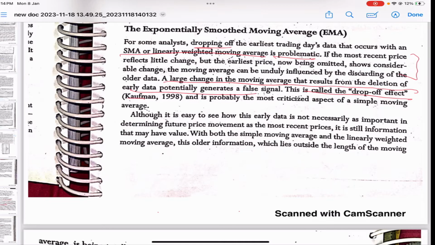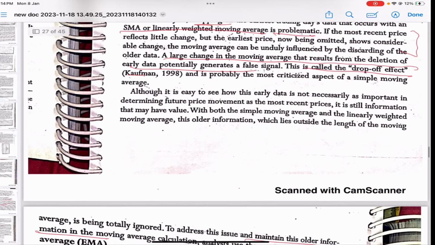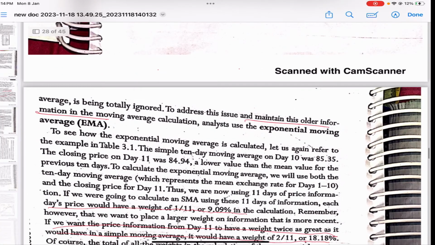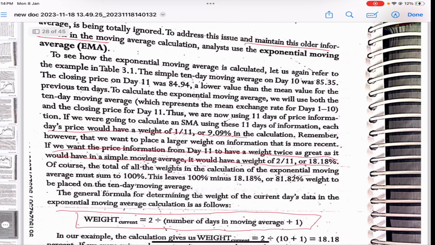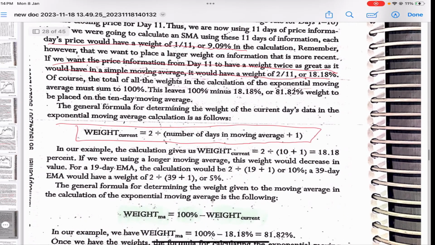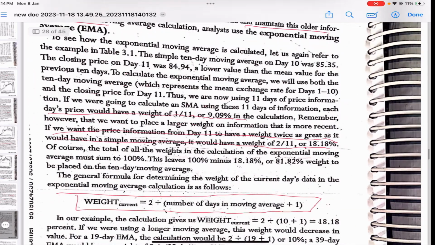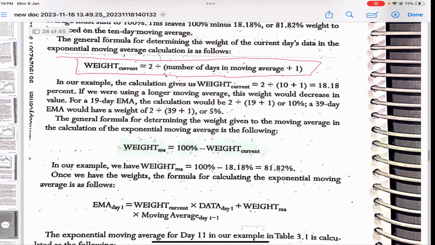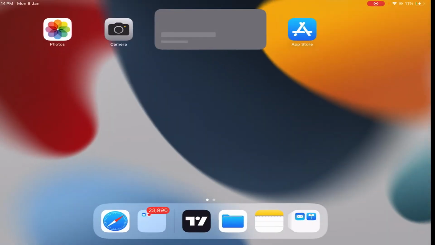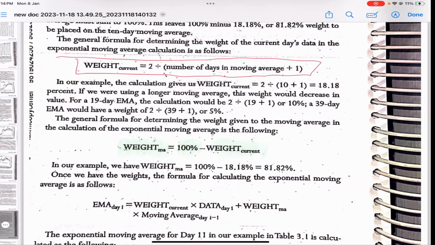Now, the large change in the moving average results from the deletion of the early data, right? So, the deletion of the early data was something which was looked at and taken care of. And here, what they did is older information was also there when you are calculating this. And this is the formula which they used: 2 divided by number of days in the moving average plus 1. By using this, they were able to give less importance, but they did not drop off the previous data.